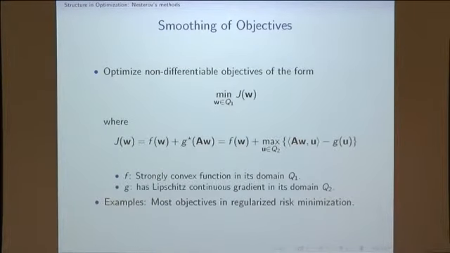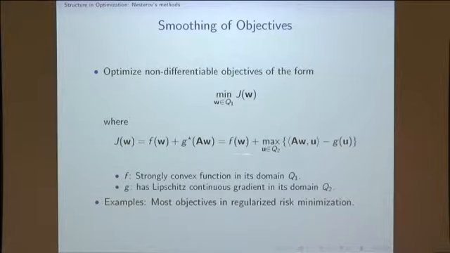To ease it out, I'll give you various examples. Most regularized risk minimization objectives that you see in machine learning can be expressed in this form. In particular, think of the standard SVM objective. This is your L2 regularizer, the squared L2 norm, which is a strongly convex term. And the hinge loss can be expressed in this form. I'll show you in one of the later slides how it can be expressed. So most regularized risk objectives that you see can be expressed in this form.